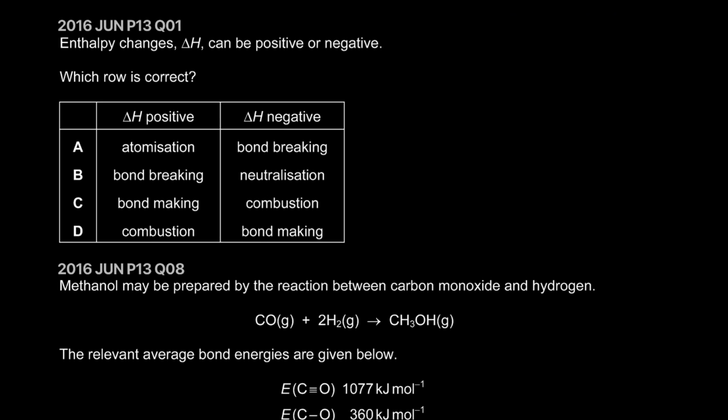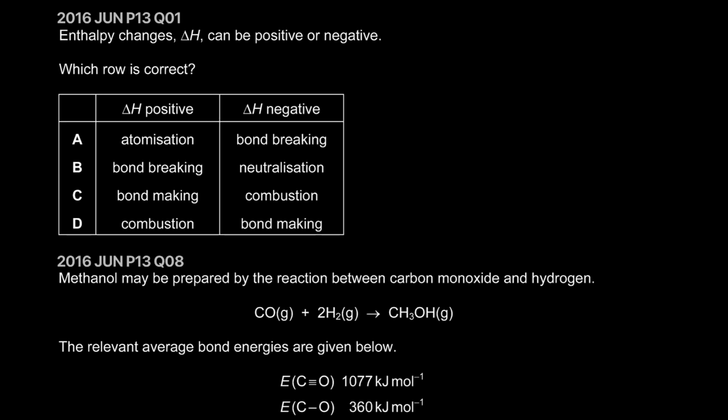All right. Enthalpy changes can be positive or negative. The question says which row is correct. So when we talk about enthalpy change being positive, we know that bond breaking and atomization are positive. Again, atomization is no longer in our syllabus, but we know that bond breaking is endothermic, whereas bond making is exothermic, and combustion is also exothermic. So it can't be C or D.